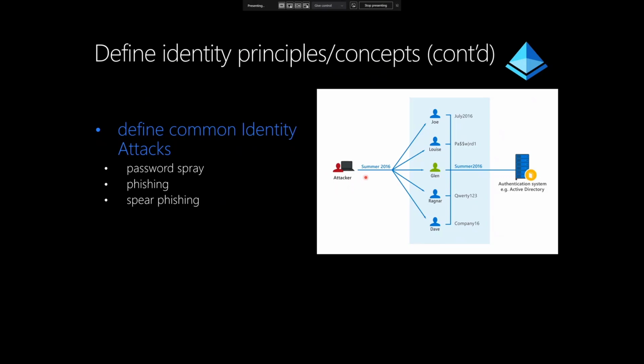An attacker will select an easily guessable or a known compromised password like summer 2016. And he'll just go down the list and he'll say, I want to try this password against Joe. I want to try this password against Louise. I want to try this password against Glenn. Oh, I have a match. Glenn uses the password summer 2016. Now I can authenticate as Glenn and get access to his resources and get inside the organization. So that's the idea behind a password spray.